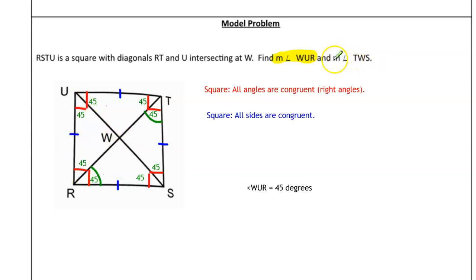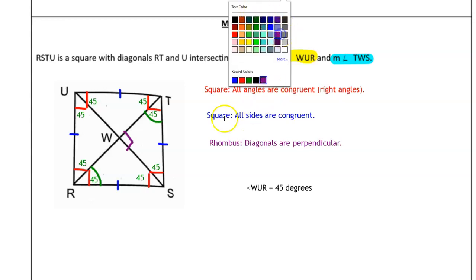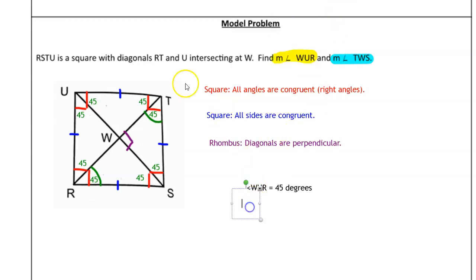The other angle we have to find is angle TWS, and TWS is sort of inside, where these two diagonals intersect. Well, we need one more rule about special quadrilaterals to help us find this angle. And you should remember that a square is a type of rhombus, and in a rhombus, the diagonals are perpendicular. So that means if these two diagonals are perpendicular, then angle TWS is going to have to end up being a right angle.